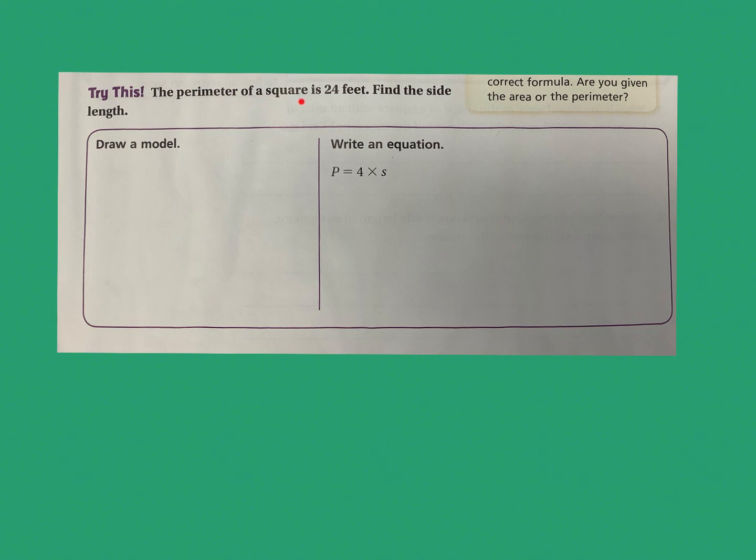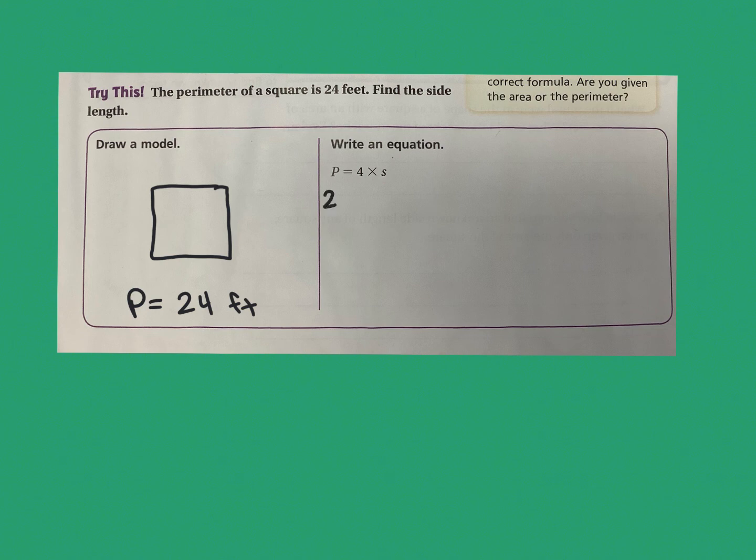Let's try this. The perimeter of a square is 24 feet. Find the side length. We know that in a square, all the side lengths are the same. So we'll draw a model, we'll draw a square, and the perimeter all the way around the outside of it is 24 feet. We went add. We know that the perimeter is of the square. This side is equal to this side, is equal to this side, is equal to this side. So I'm adding the same number 4 times, or 4 times whatever the side length is. So the equation we can use is perimeter equals 4 times whatever the side length is.